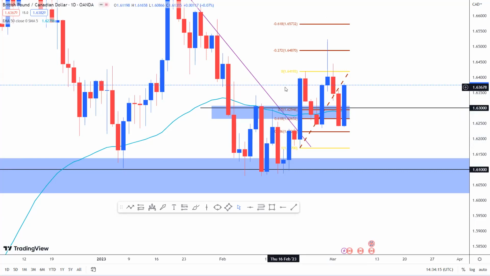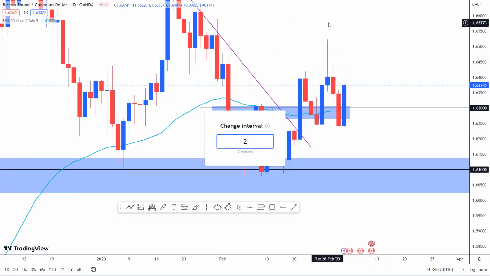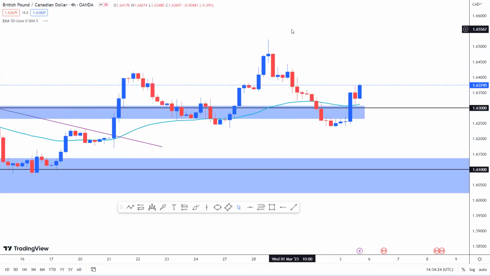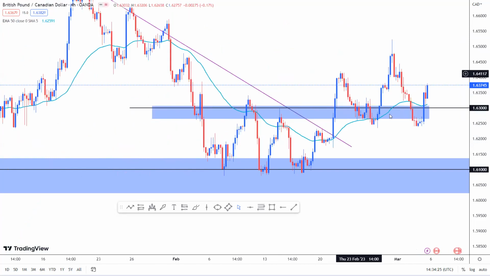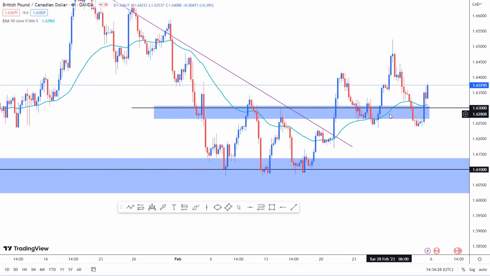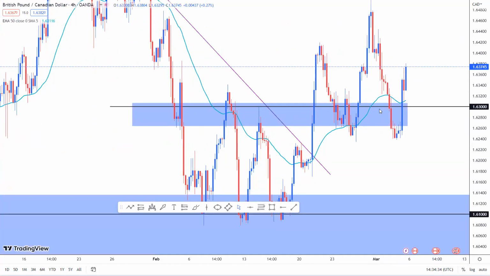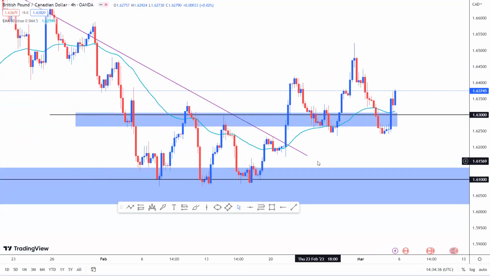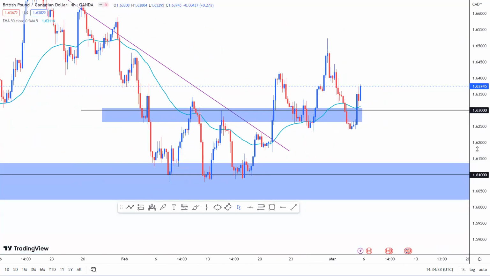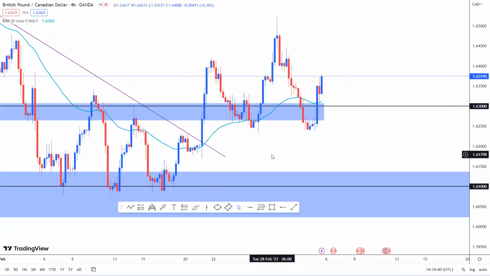So moving down to the hourly time frame. So clearly we have established that the weekly time frame is bullish. The daily time frame also clearly bullish. And then taking this down to the 4-hourly time frame, you can clearly see these guys.